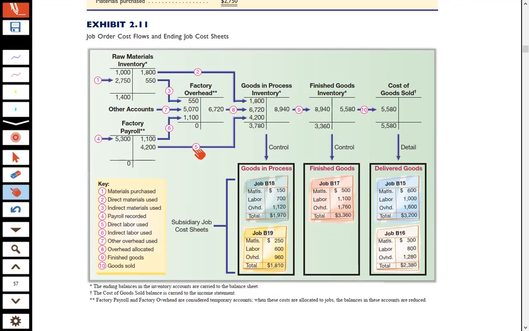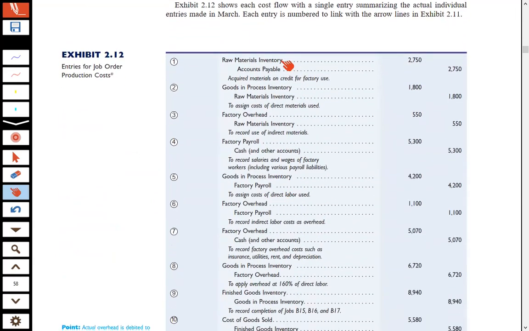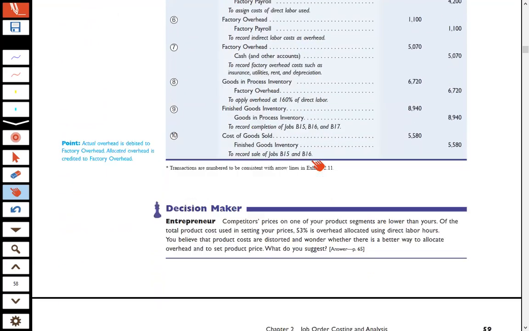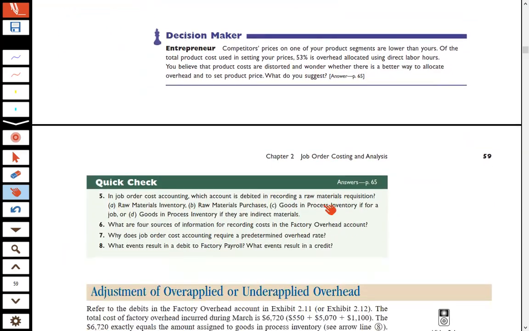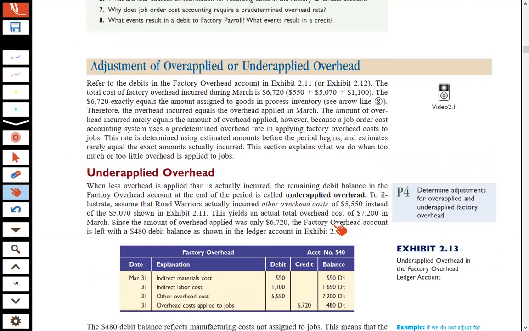Okay. And obviously, if you have any problem, do let me know. These are the same entries which we had done earlier in the basic cost accounting cycle. This is what we discussed earlier, that is, adjustment of over applied or under applied.